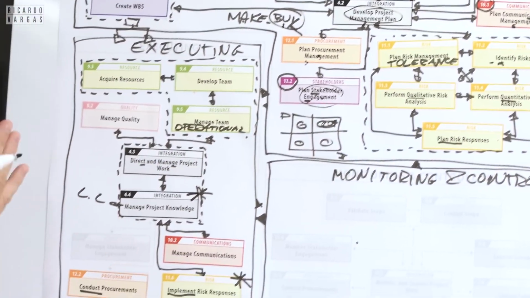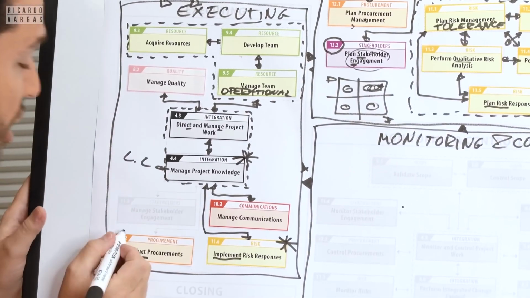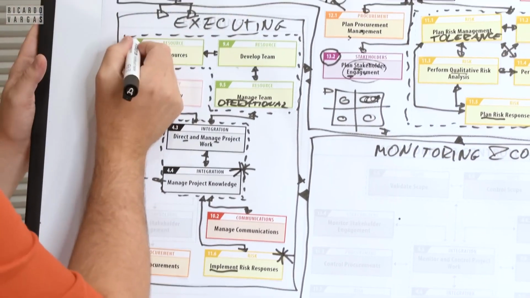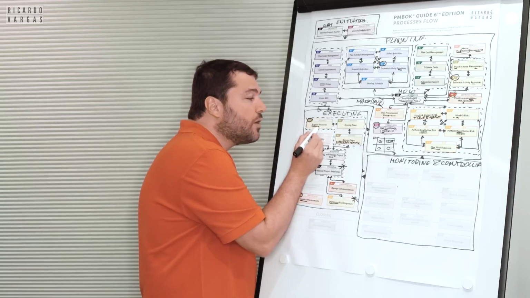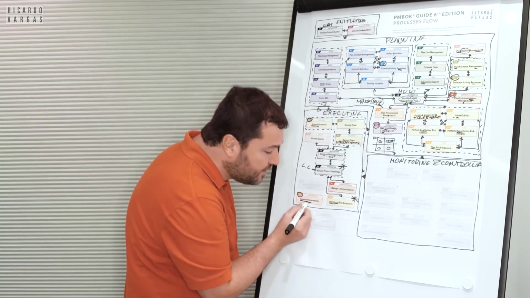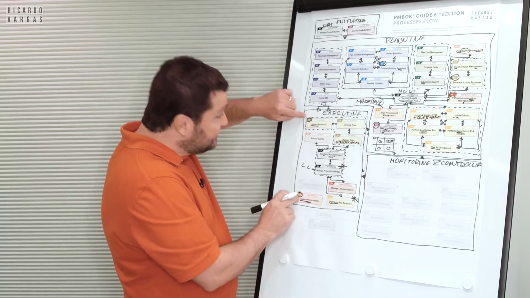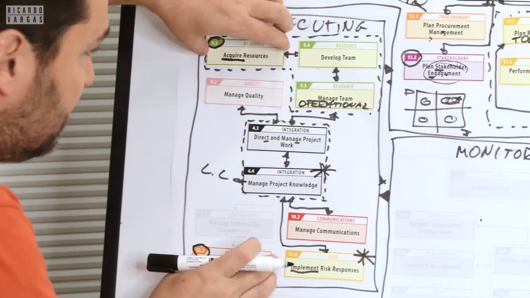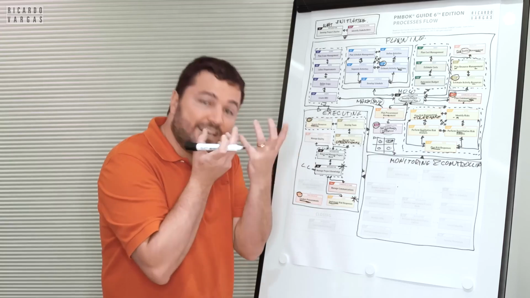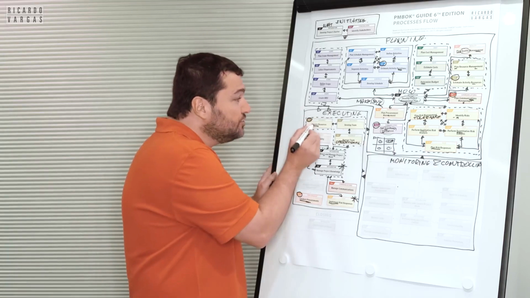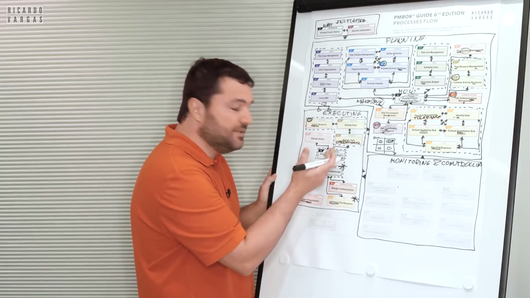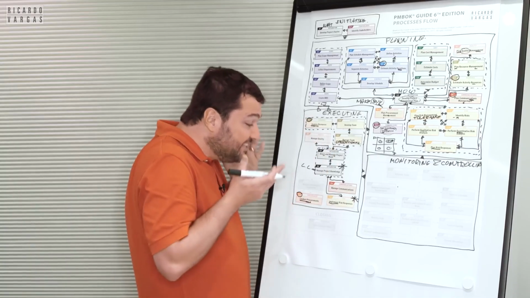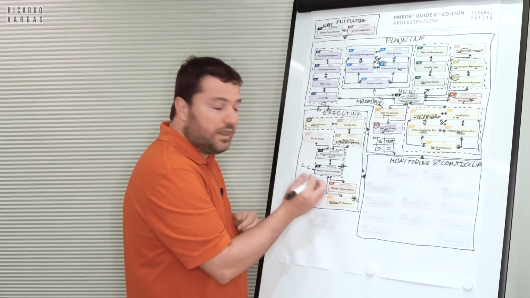Now I have the 3rd set of twins. Conduct procurement and acquire resources. Why? Because most of the time, the way you acquire resources will require a procurement process. So these are presented in 2 separate ways, but in reality, they are all the same thing. Because you need to buy a material, then you need to conduct a procurement to buy that material. So these are 2 processes that are very well connected.